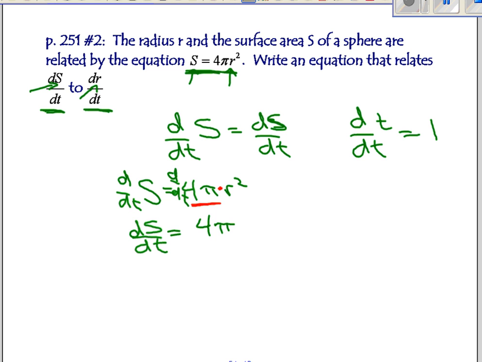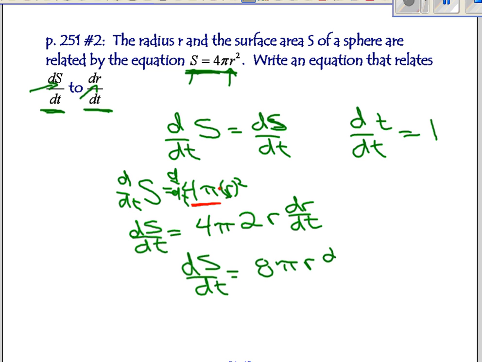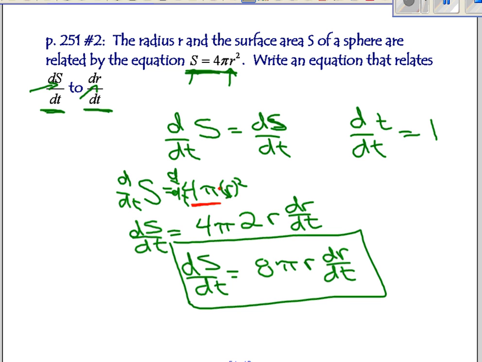And now the derivative of r squared, I'll bring the power down and make it 1 less, so it's r to the first. It was r squared, so I brought down the power, I made it 1 less. And now I take the derivative of the inside, because of the chain rule, and the derivative of the inside gives me dr/dt. If I rearrange this slightly, I get dS/dt equals 8 pi r dr/dt. And we now have an equation that relates dS/dt to dr/dt. And that completes our problem.